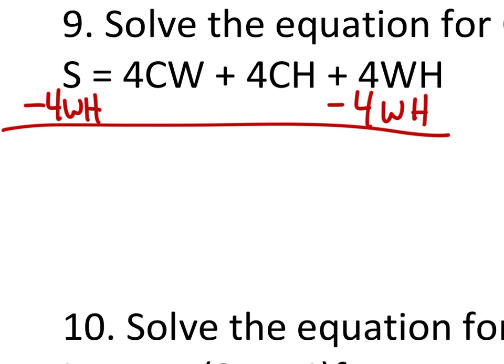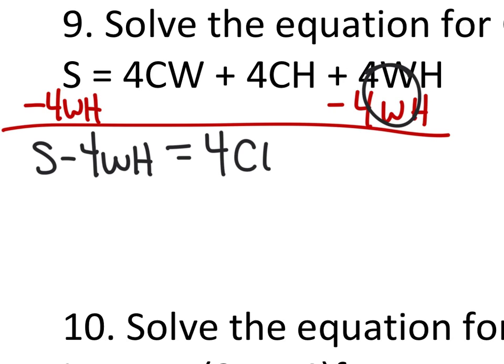Well, S cannot subtract 4WH. So this turns into a 0, so that goes away. But on the left side, we've got S minus 4WH. Equals the rest of that stuff. We got 4CW plus 4CH. Right? So all the C's are on the right side rather.